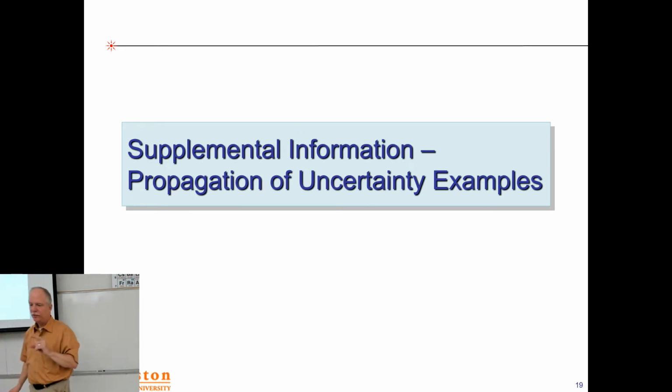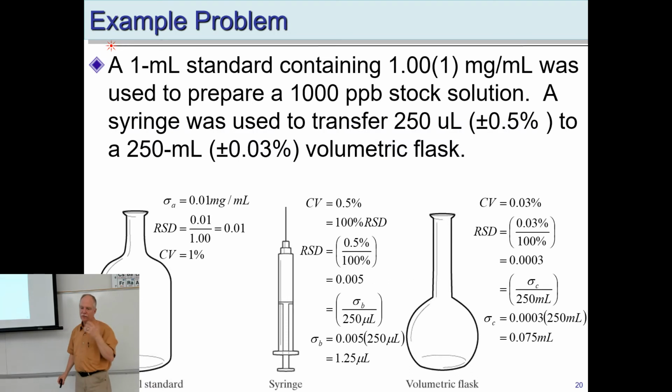Let's go through some of the supplementary examples. These are just some propagation of uncertainty examples. Here's a serial dilution one. We have a 1 mL standard containing 1 milligram per liter, and it was used to prepare a 1,000 parts per billion stock solution. And a syringe was used to transfer 250 microliters, plus or minus 0.5%, to a 250 mL volumetric flask, plus or minus 0.03%. Now, one thing I want to point out is there's a couple of different ways of reporting uncertainty in this example.